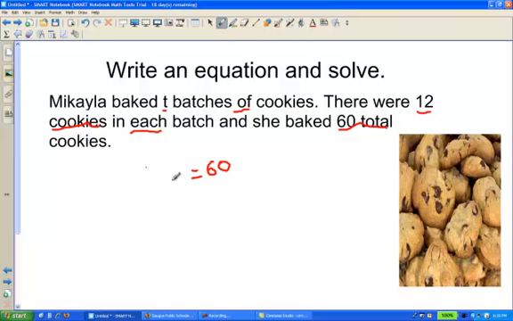So I'm going to write 12 times T, and let's make sure, does this make sense in real life? We have 12 cookies in each batch, and there are T batches. Yeah, that makes sense. So I have 12 times T equals 60. Times. How do I get rid of times? I'm going to divide by 12. Do the inverse operation. Inverse of times is divided by. Those cancel out. Remember to divide by 12 on the other side, because otherwise your equation doesn't balance.